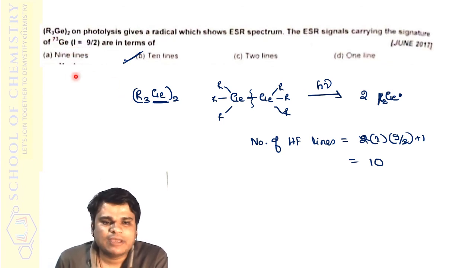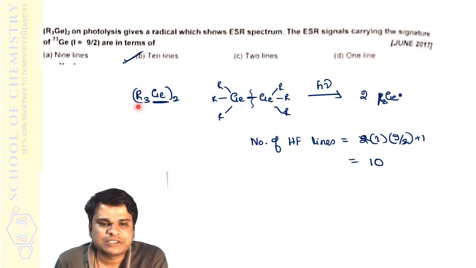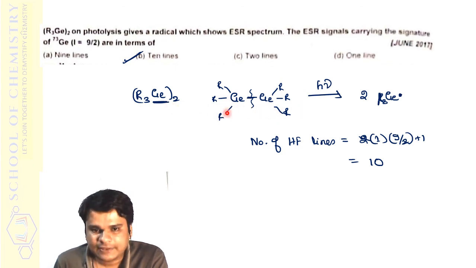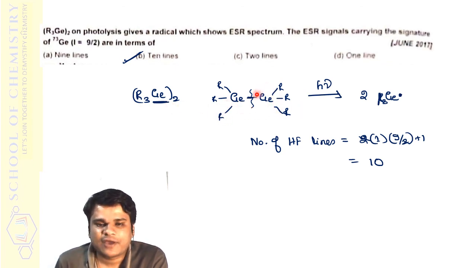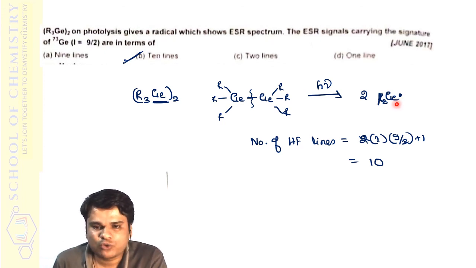Now maybe if you analyze it in this way, you can understand it quite easily. This is the germanium dimer, R3 germanium twice. If I write the structure properly, it will be this. On photolysis, you can expect homolysis fission of this bond, and what you get is 2 of this kind of GeR3 radicals. So now one signal is expected due to the one unpaired electron present over germanium.